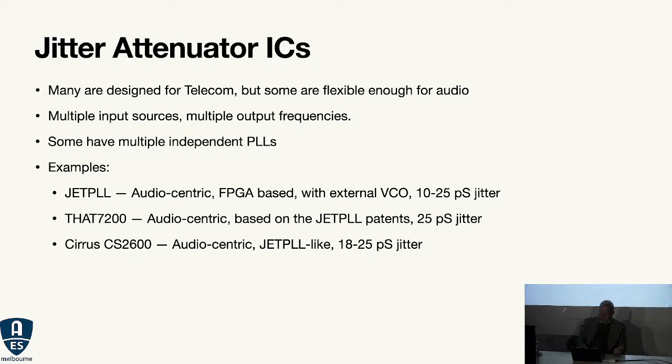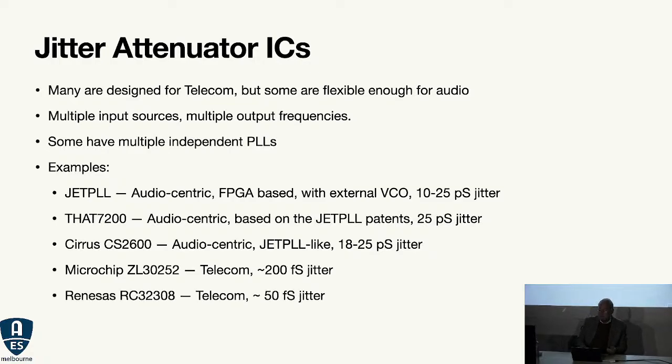Then we get into some of the telecom parts. So there's a Microchip part, which used to be Microsemi. That was made for telecom, and it's in the range of 200 femtoseconds. In some modes, it might even be less. Renesas has one that's relatively new, a little bit better. I haven't used it, so I'm not exactly sure how the jitter works out, but it looks like a very similar kind of part.